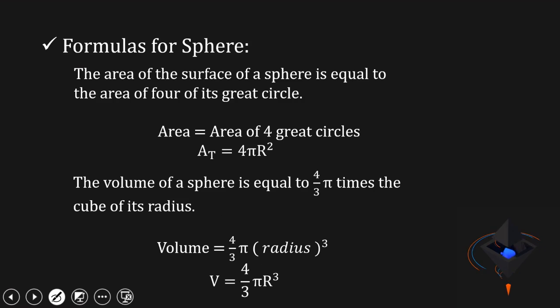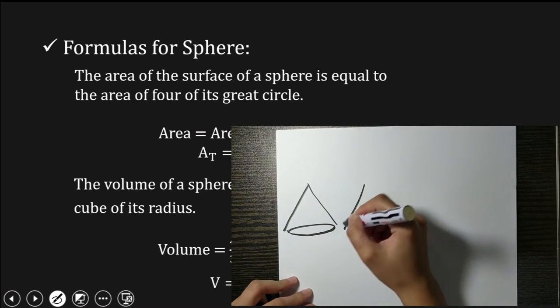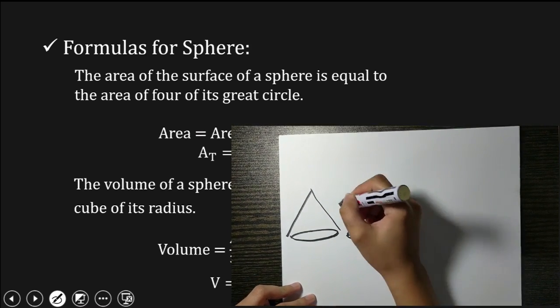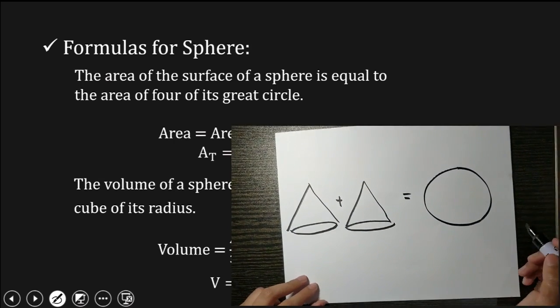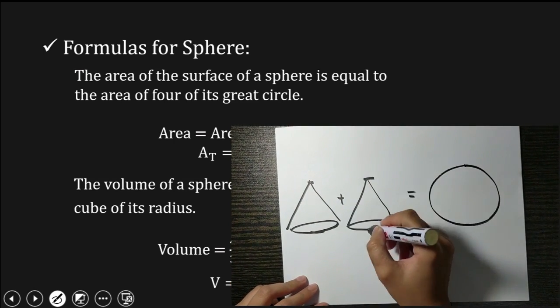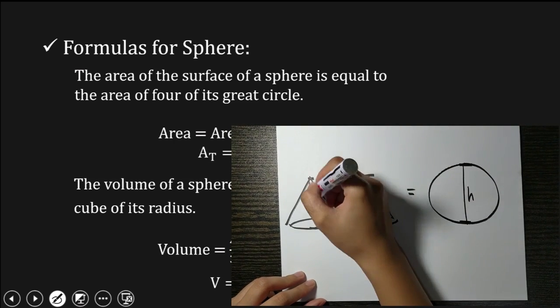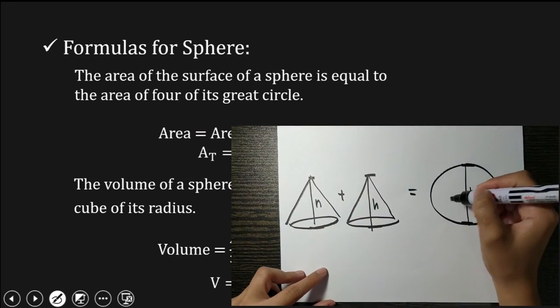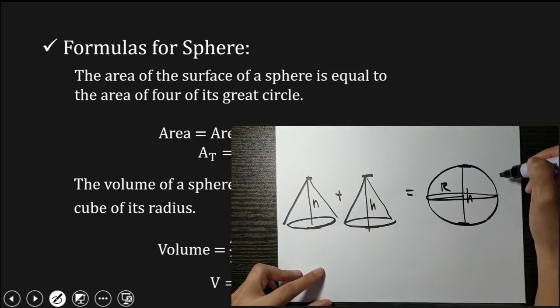It is equal to 4 over 3 pi times the cube of its radius. So this formula is actually from two cones that we have here. The height of these two cones would be equal to the height of the sphere, and the height of the sphere is actually equal to twice its radius.